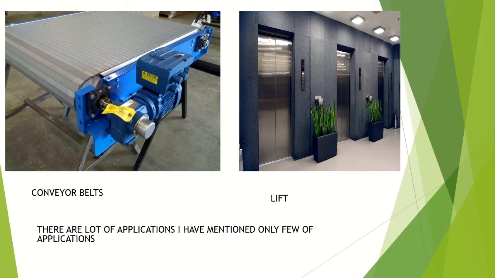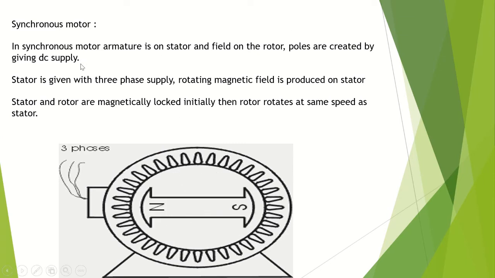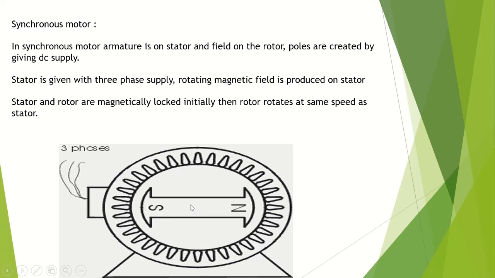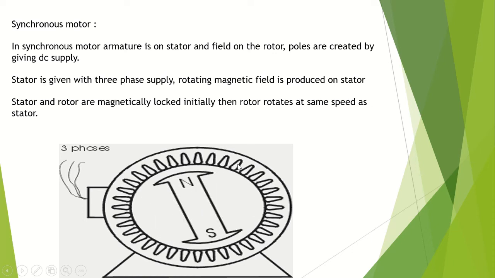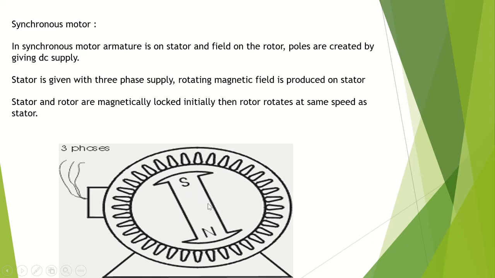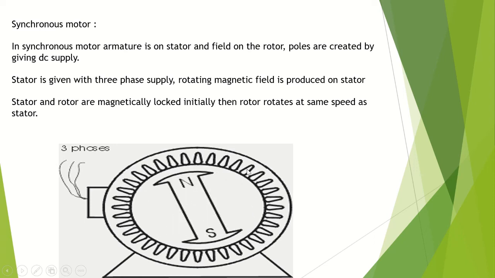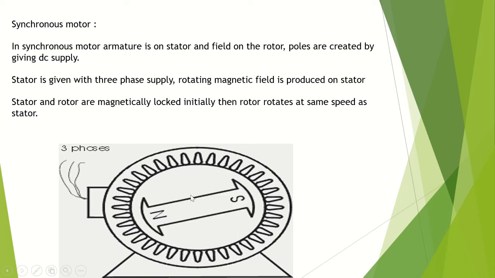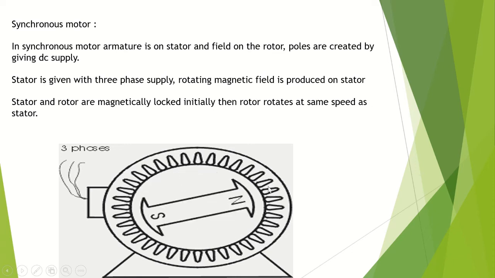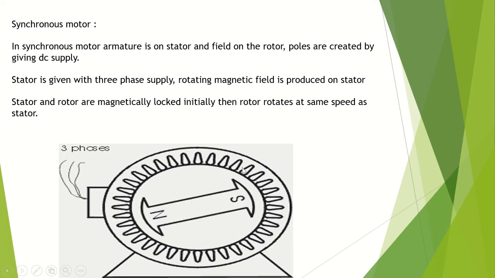So now we will move on to the synchronous motor. The synchronous motor is the other one, but here it is doubly excited. The rotor is fitted with a DC supply, and the stator is fitted with an AC supply. So here the field is on the rotor and the armature is on the stator. The field is already excited by the DC. The poles are created on the rotor, and if you give a three-phase supply to the stator, the rotating magnetic field is there in the stator.